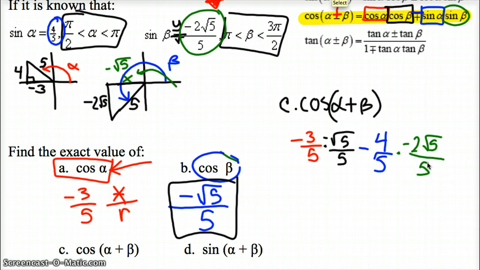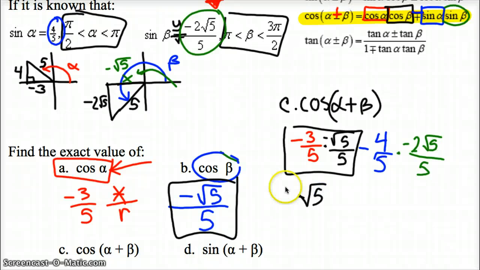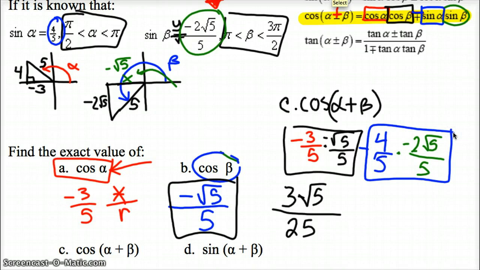Now it's just a matter of simplifying it out and figuring out what these different pieces equal. So when I multiply this out, I'm going to get negative, oh wait, negative times negative will be positive, square root of 5 times 3 over 25. This next piece, when I multiply it out, will be 4 times negative 2 times square root of 5, which is negative 8 square root of 5 over 25, and that will be subtracted because of this here.